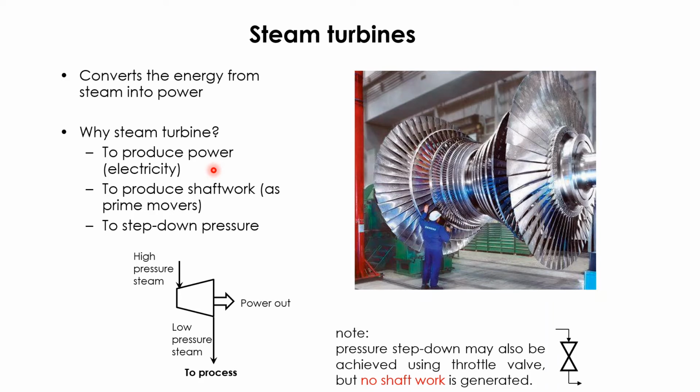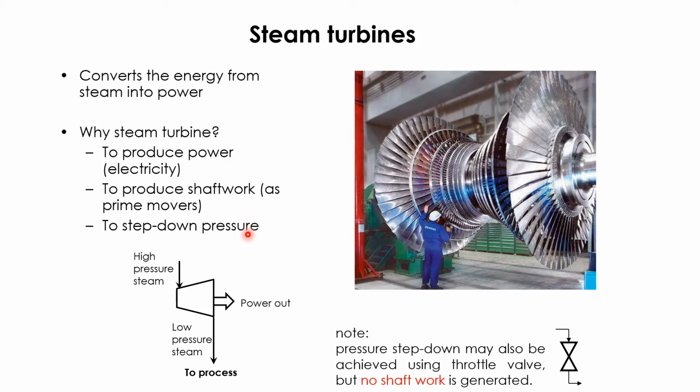So from one single utility source, which is the fuel, we can generate both utilities: the steam for heating in the plant, and we can also produce electricity that can be used to support the operation of the plant. Another reason why we need a steam turbine is we can use it to produce shaft work, as the prime mover for something that requires that in the unit.